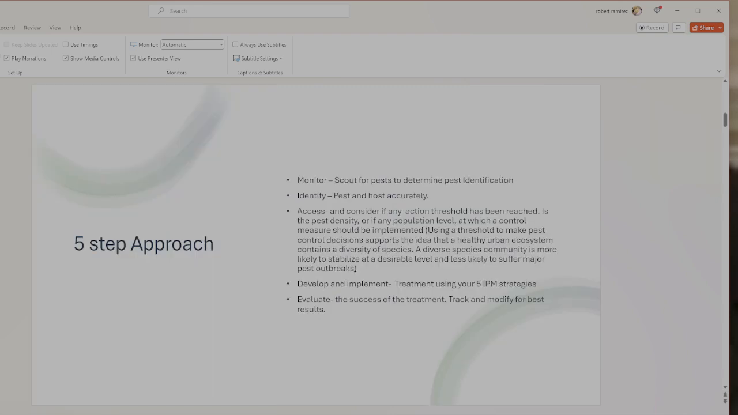Now, there's a 5 step approach when you're heading out to your garden. You're monitoring, you're scouting for pests, you're determining pest identification. If you don't know what a pest is, let's start there. The definition of a pest in the garden is really wide, because a pest in the garden is only really identified as a pest to you.